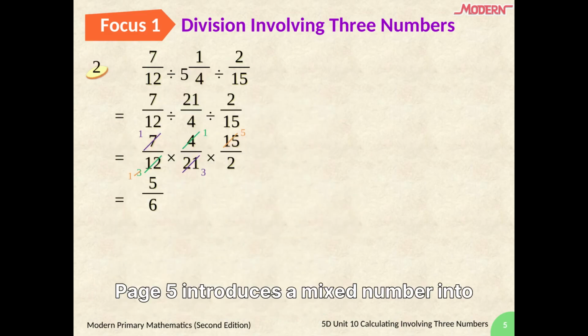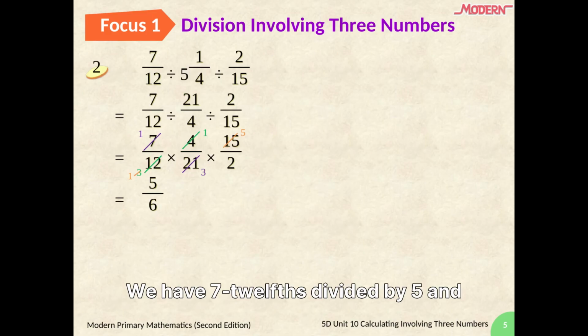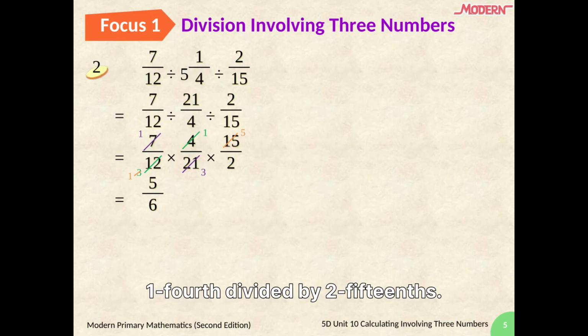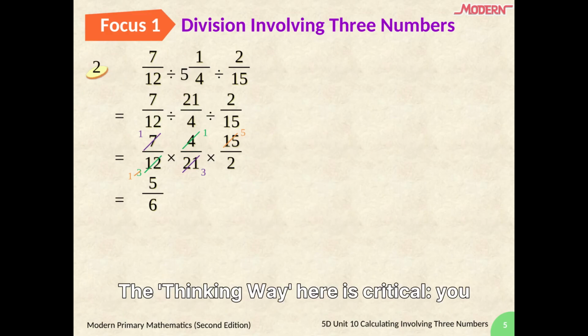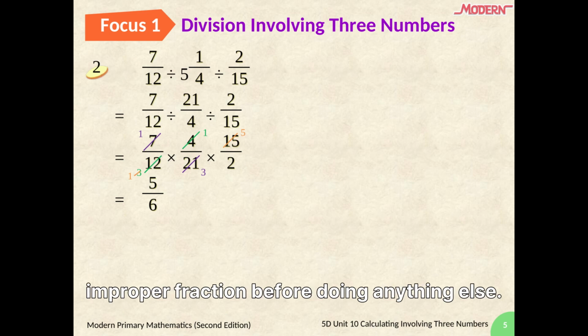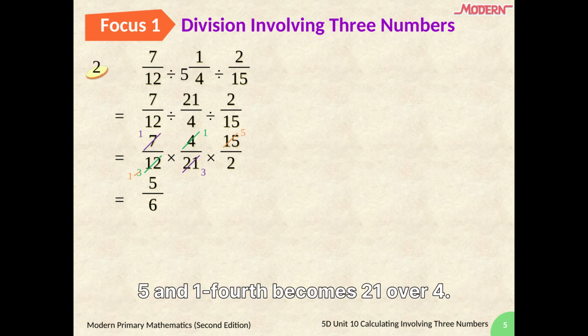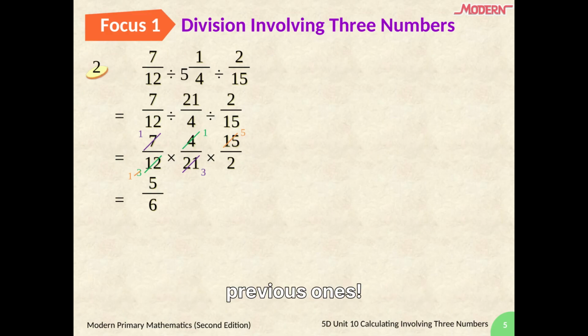Page 5 introduces a mixed number into our triple number division. We have 7/12ths divided by 5 and 1/4 divided by 2/15ths. The thinking way here is critical. You must convert that mixed number to an improper fraction before doing anything else. 5 and 1/4 becomes 21/4. Now, the problem looks just like our previous ones.